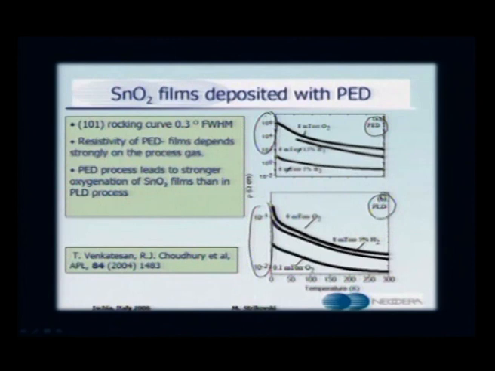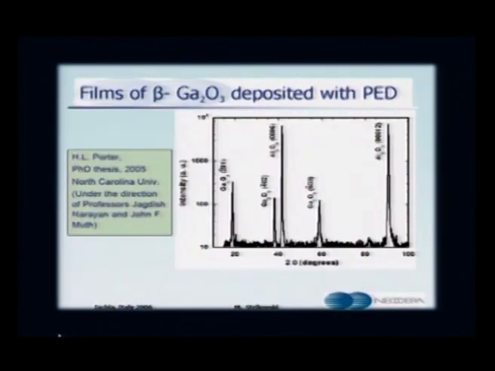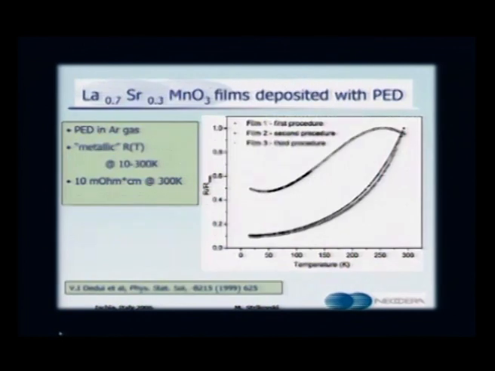So you need to have an optimum for the PED process, and similarly one can make very nicely grown films of gallia, which is also useful for optoelectronic applications. As you can see here, this is not exactly a single crystalline film; this is a polycrystalline film grown on sapphire substrates. And LaSrMnO3, in the last lecture I mentioned how manganite films can be nicely grown and they show the critical metal insulator transition.